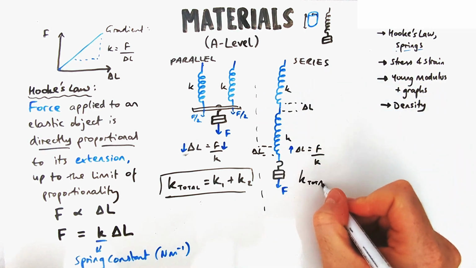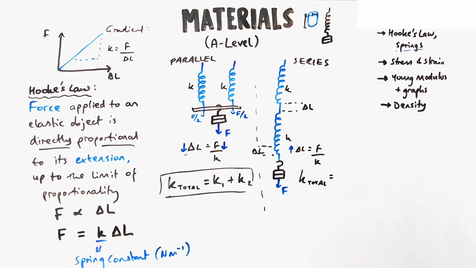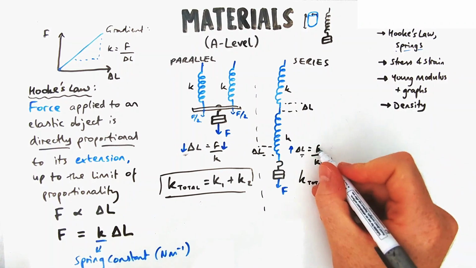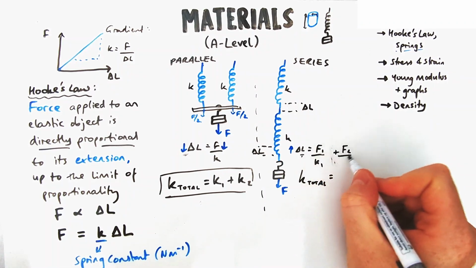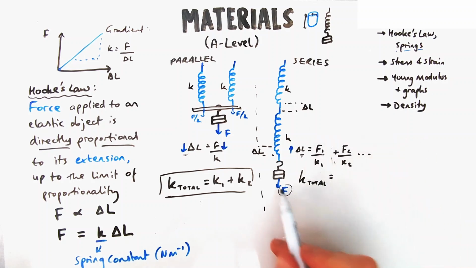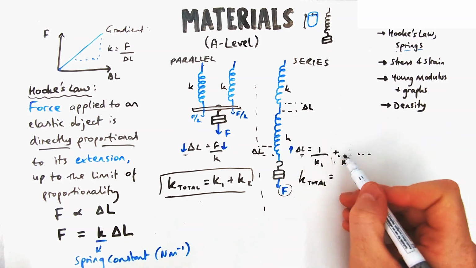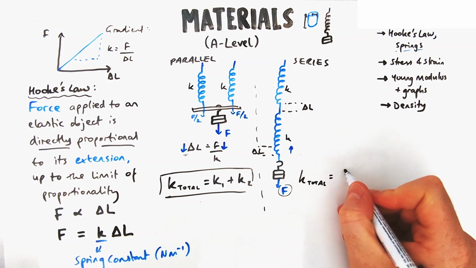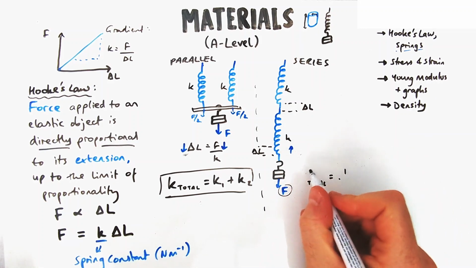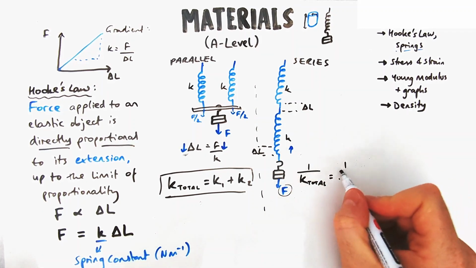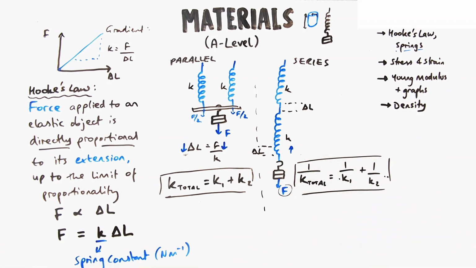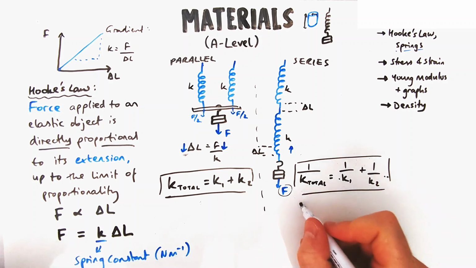If I was to add together for our series arrangement the individual changes in length, I'm going to have individual forces divided by spring constants. But if the force is the same throughout all of them, I can replace the F's with a 1, so 1 over each one. So for my overall spring constant, I can do 1 over the spring constant equals 1 divided by spring constant 1 plus 1 divided by spring constant 2, etc., which is sometimes known as a reciprocal addition, and it comes up with electrical circuits as well.